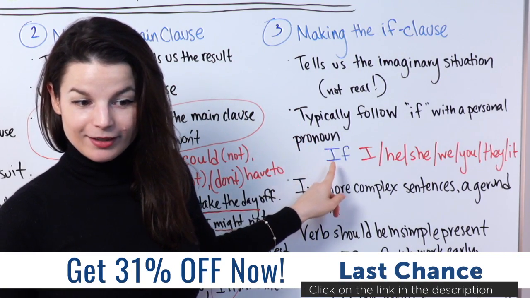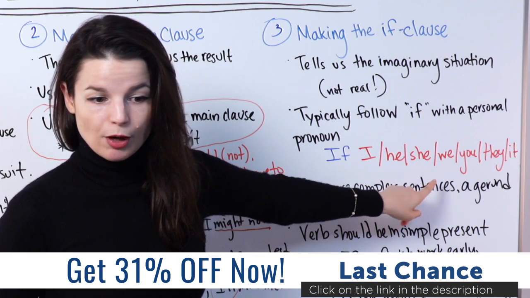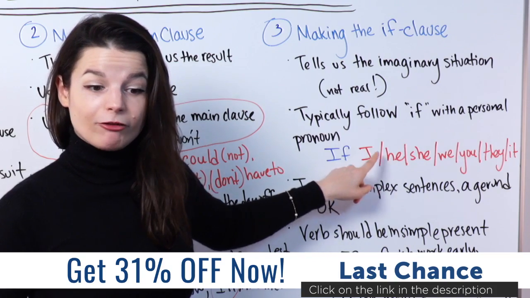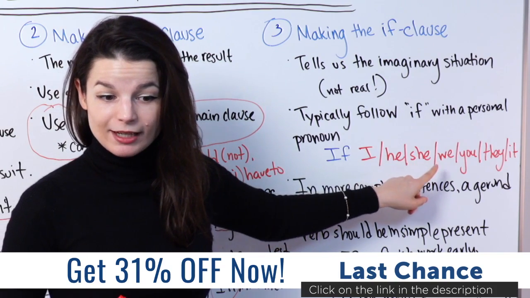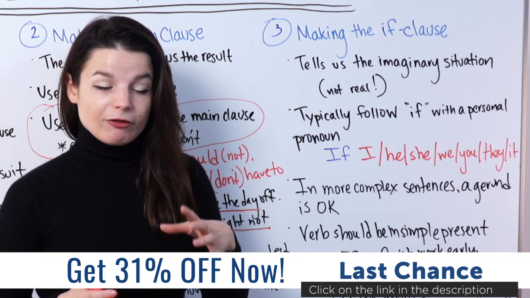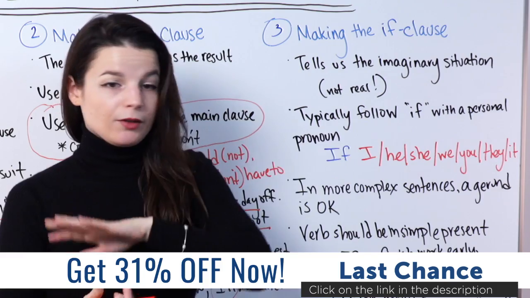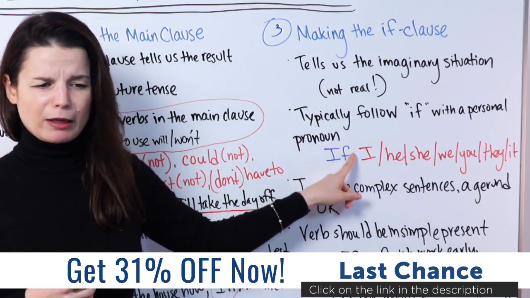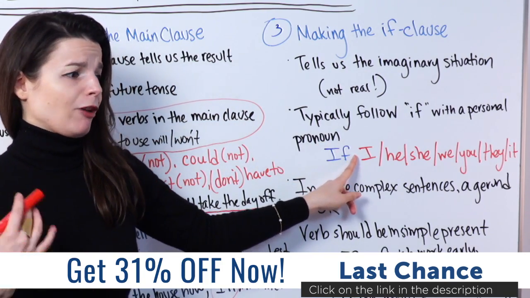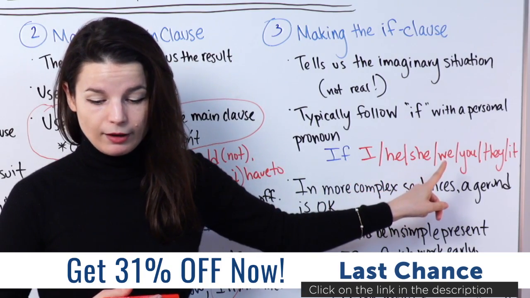So this if is usually followed with a personal pronoun. That means if I, if he, if she, if we, if you, if they. It's very common to follow your if directly with your pronoun. So don't use if will or if might or if plus a verb. It's very common to use a pronoun here.